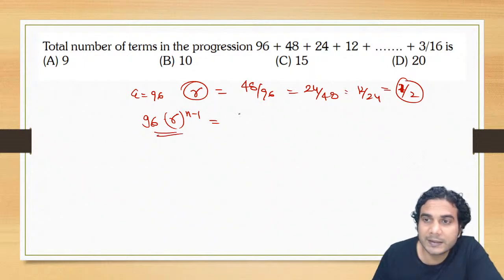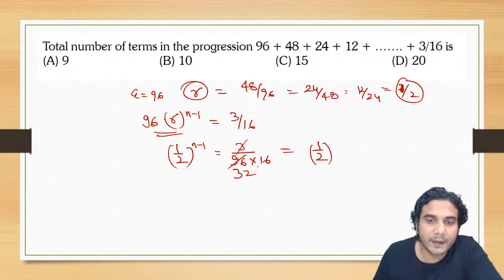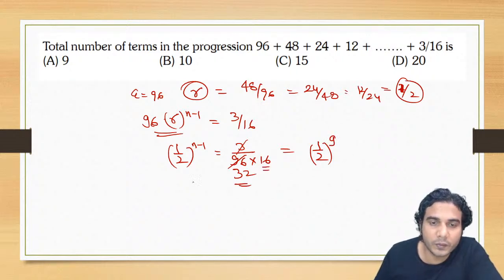So the last term, the nth term, is given as what? 3 by 16. So equate with 3 by 16. Now it is going to be 1 by 2 raised to n minus 1 is equal to, now just divide by 96. So it will be 3 upon 96 into 16. Cancel this. So it will be 1 by 32. You can write it in terms of 1 by 2 raised to 5 plus 4, so 9. This is 2 raised to 5, 2 raised to 4, 2 raised to 9. Compare it. So n minus 1 is equal to 9. So n is equal to 10.